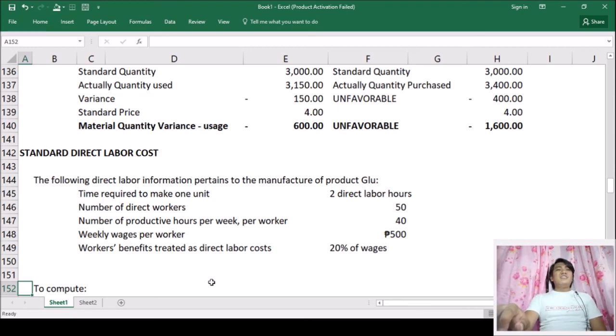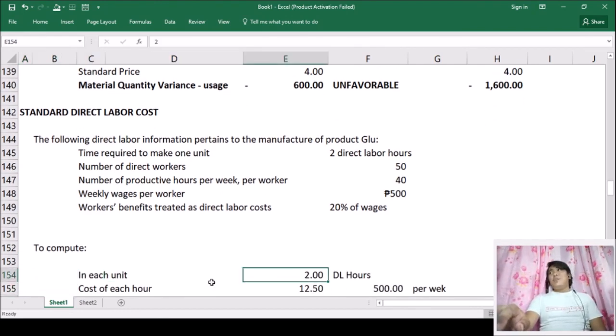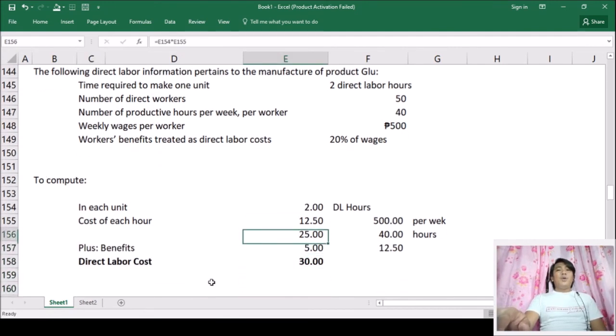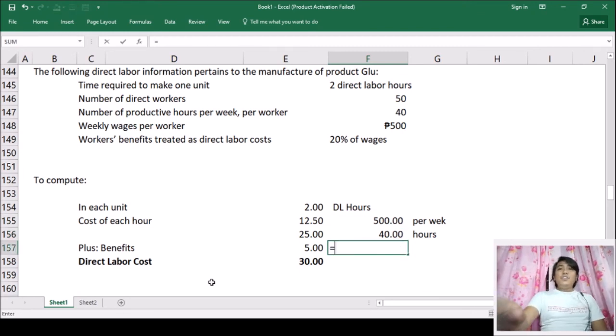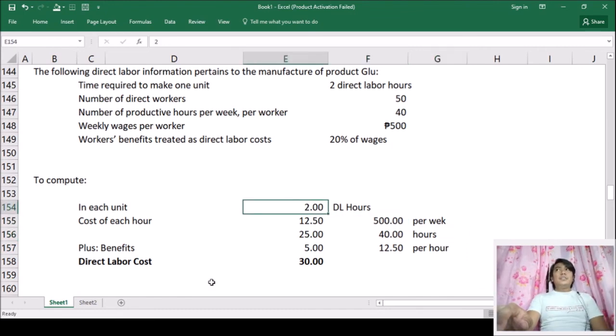To compute for the standard direct labor cost related to this problem, ito lang. Take note, in each unit, we need 2 direct labor hours. And then, cost of each hour is 12.5. Paano na-compute yung 12.5? Ito yon. We have 500 pesos per week, and then every week, there were 40 hours required. If you divide 500 to 40, that is 12.5 per hour. Okay? So, if 2 hours, direct labor hours in each unit, that is multiplied by 12.5, that is 25.